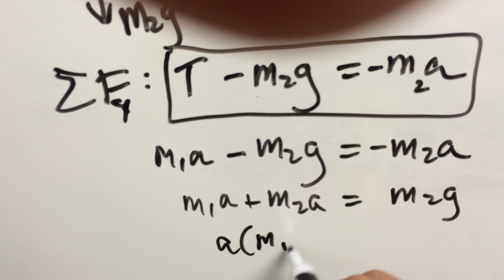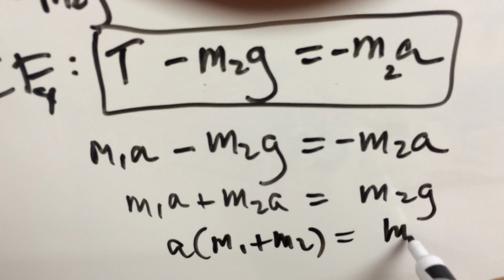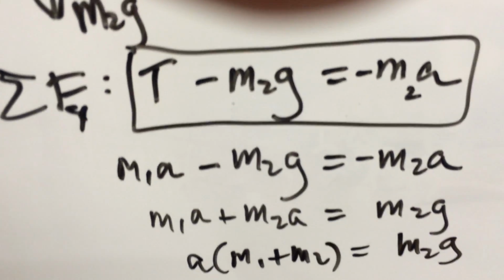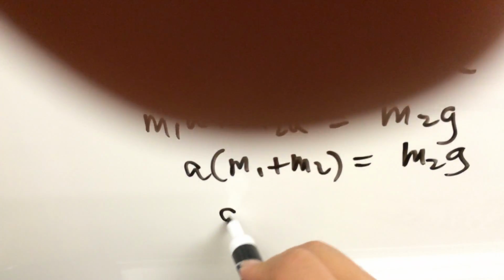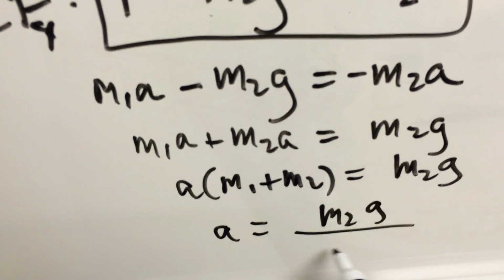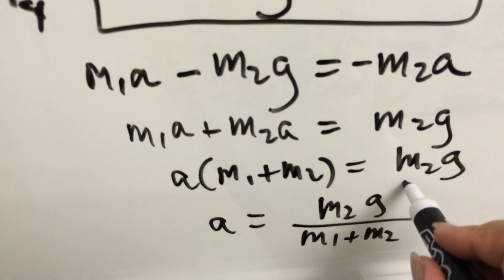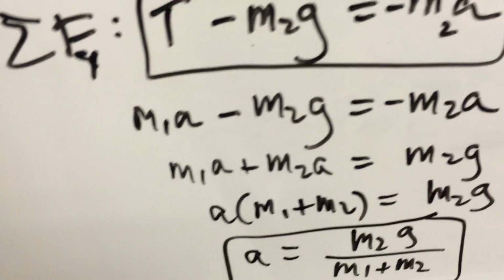A, M1 plus M2. So I'm regrouping that, factoring out the A. This is equal to M2G. Then we divide both sides by M1 plus M2. We end up with A is equal to M2G divided by M1 plus M2. Okay? And so there's your acceleration for this one.